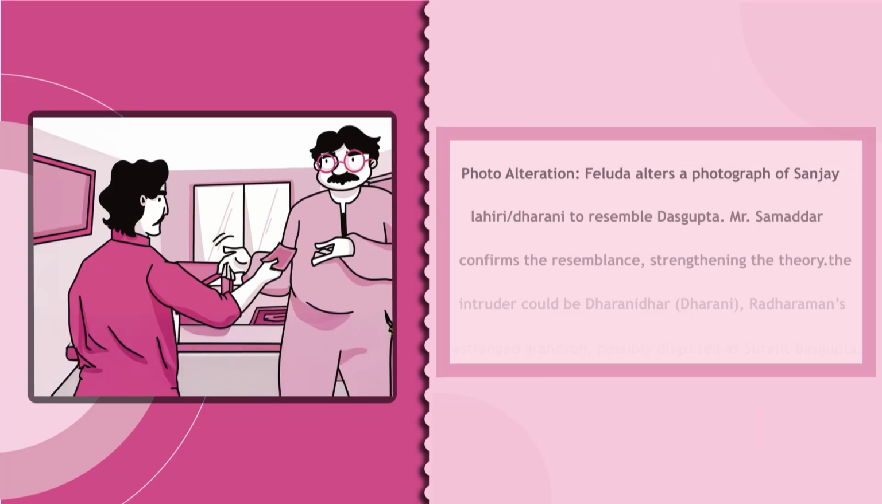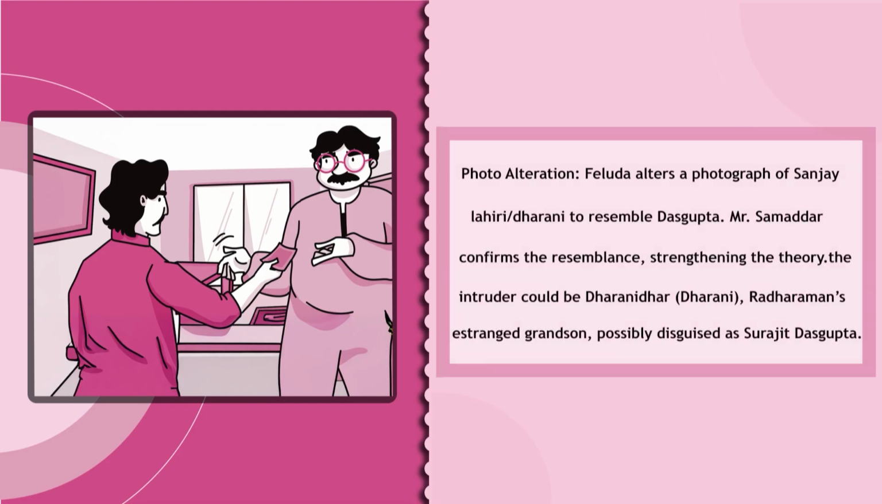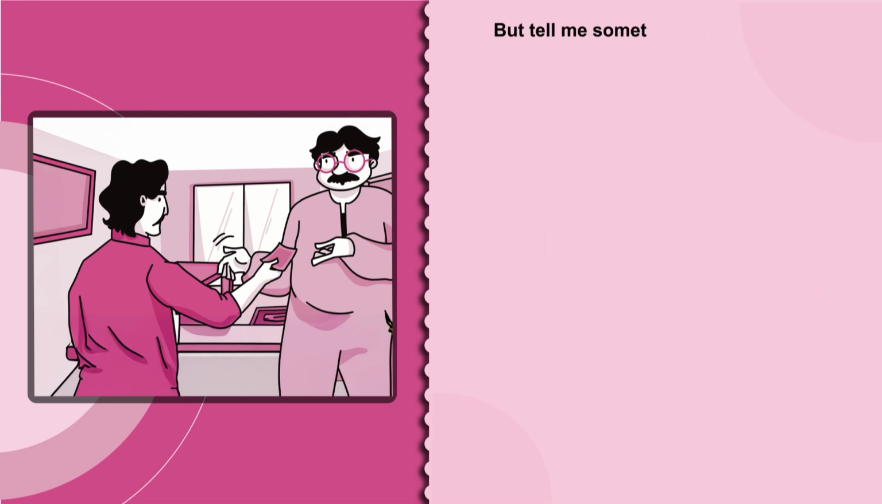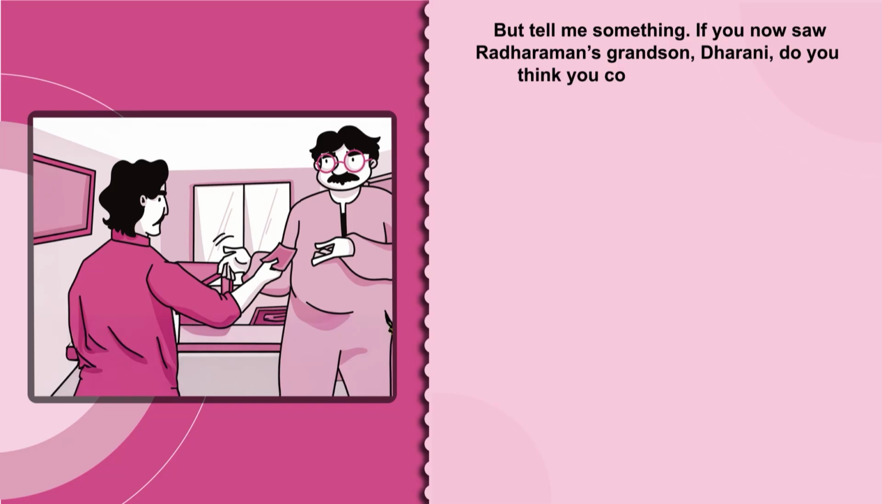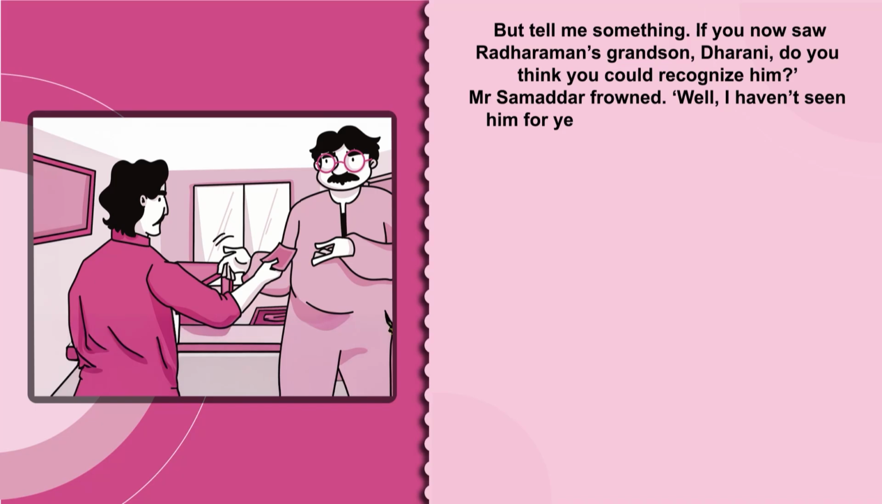Photo alteration. Feluda alters a photograph of Sanjay Lahiri or Dharani to resemble Dasgupta. Mr. Samadar confirms the resemblance, strengthening the theory the intruder could be Dharnidhar, Radharaman's estranged grandson, possibly disguised as Surajit Dasgupta.